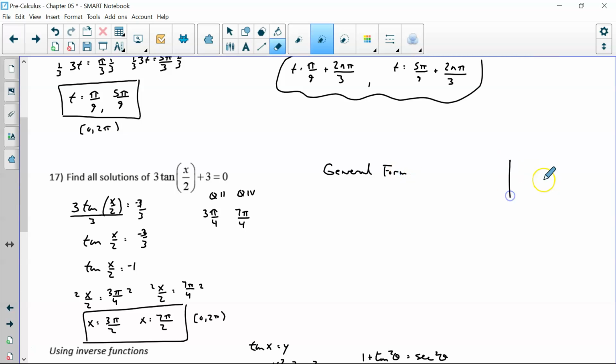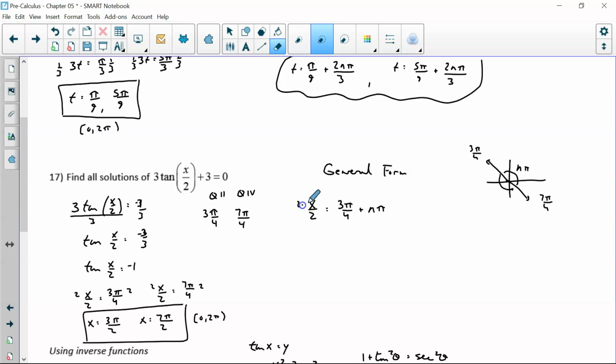Now, looking at these, here's quadrant 2. Here's our 3 pi over 4 and our 7 pi over 4. Those are nicely separated by pi. So what we could do for general form is x over 2 equals, we'll just use one of them, 3 pi over 4 plus n pi. Remember, tangents are separated by pi. That's why we're allowed to do this.